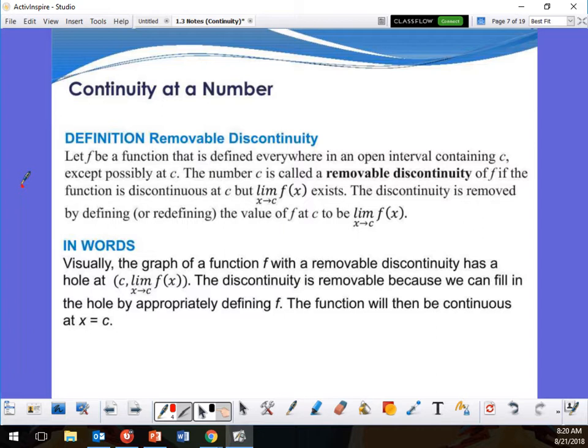Okay? All right, open interval containing C except possibly at C. So the number C is called a removable discontinuity of f if the function is discontinuous at C, but the limit as x approaches C of f of x exists. So the limit exists. The discontinuity is removed by defining or redefining the value of f at C to be the limit as x approaches C of f of x. Now, it's exactly what we did today on our warm-up, where we had that problem.